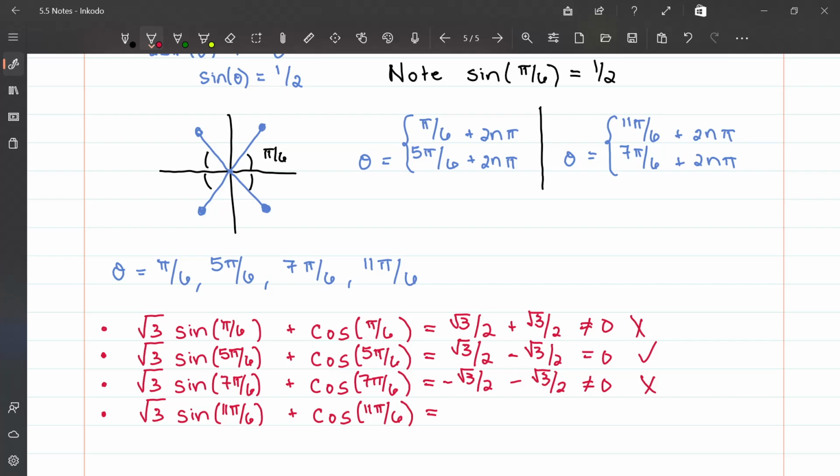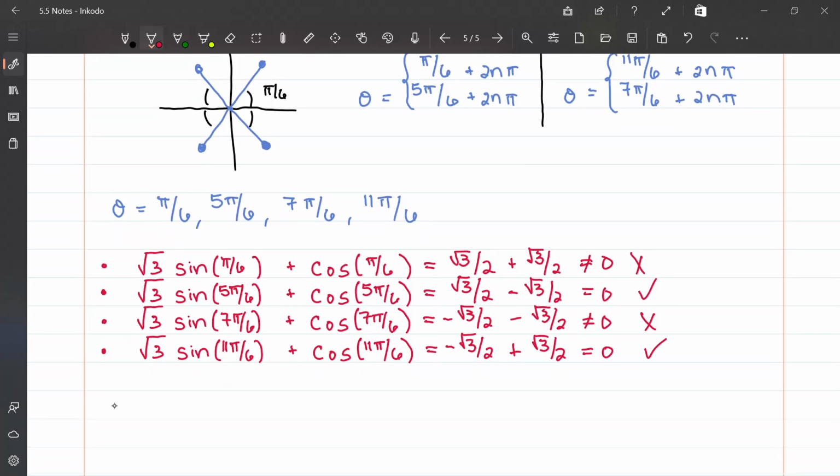And finally, in quadrant 4, sine is negative, however, cosine is positive. That is equal to 0, so this one is okay. So actually, based upon this work, our solution set is not all 4 of the angles that we identified. It's only 2 of them. One in quadrant 2, 5 pi over 6, and one in quadrant 4, 11 pi over 6.